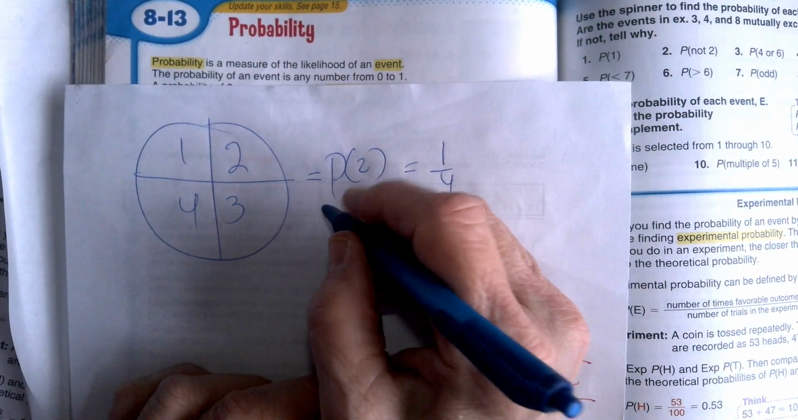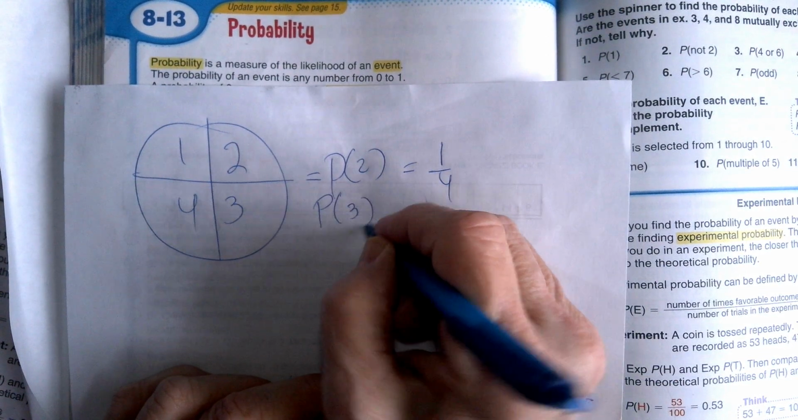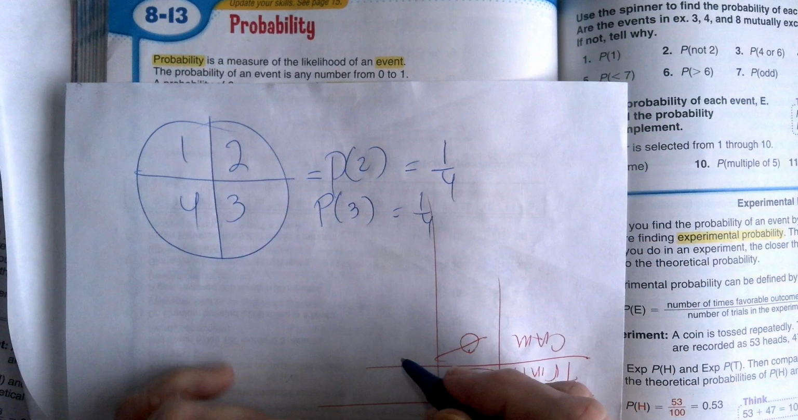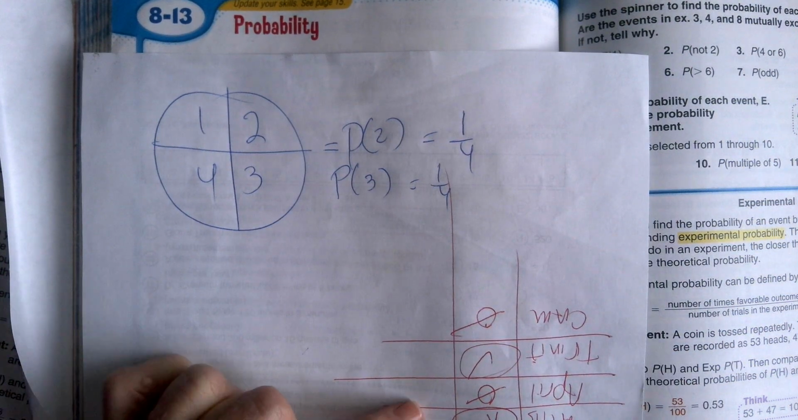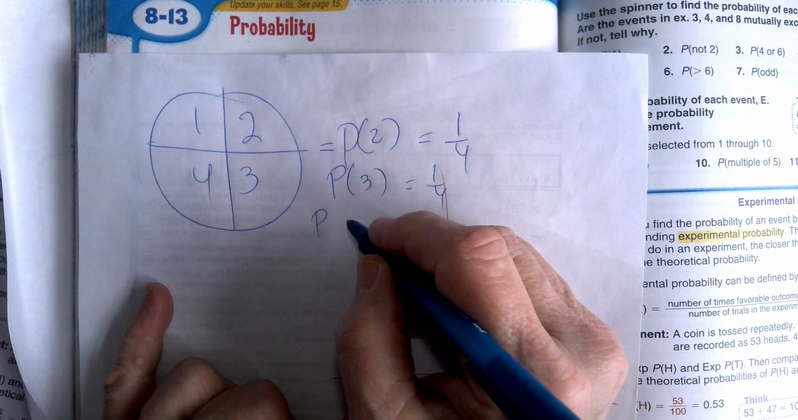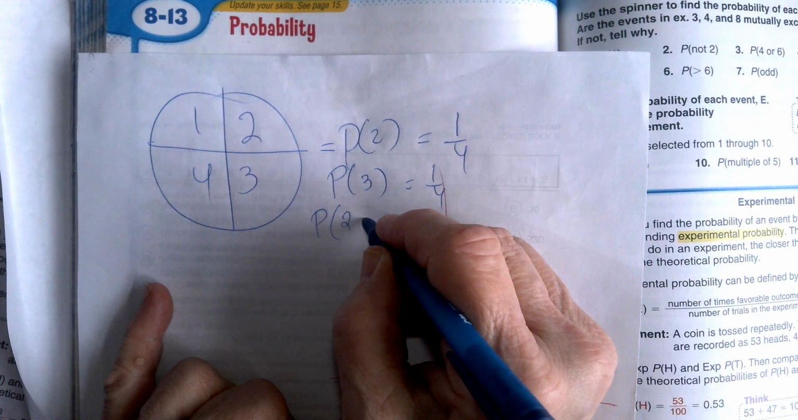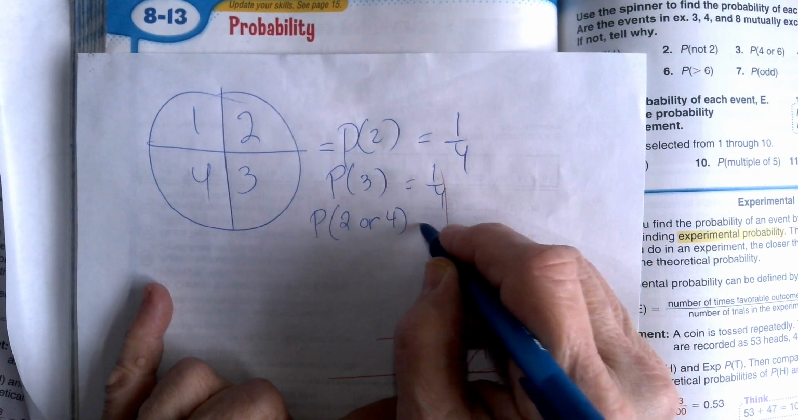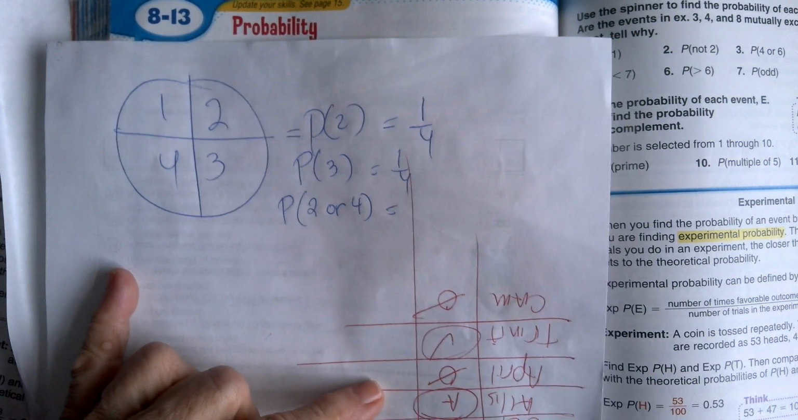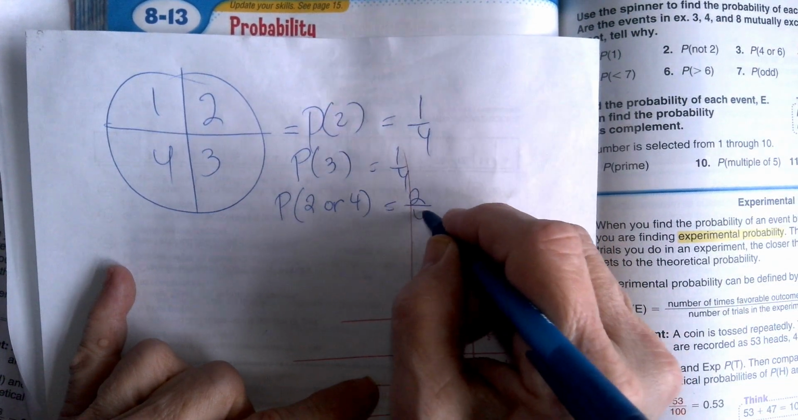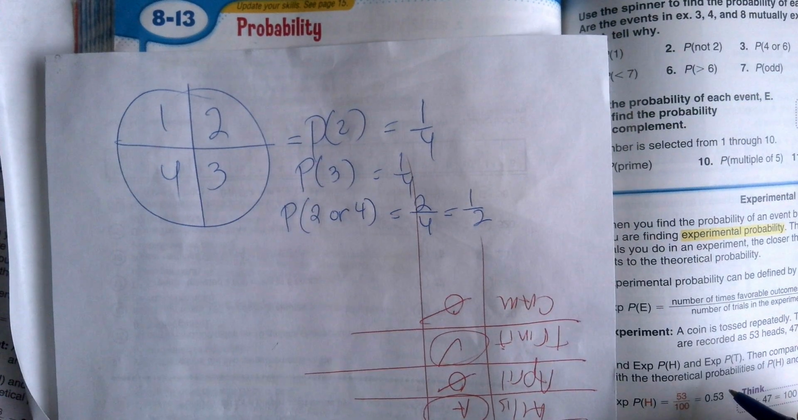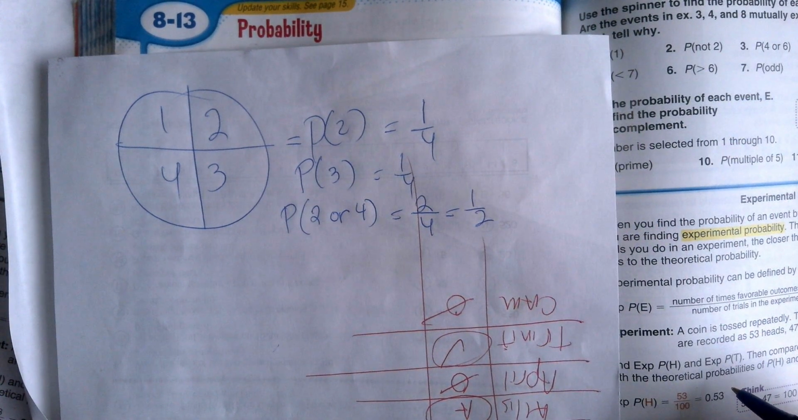What's the probability of it landing on a 3? 1 again out of 4. Now this time, what's the probability of it landing on a 2 or a 4? 2 out of 4. So it's going to be 2 out of 4, which is, we've got a 1/2 chance that it'll land on one of them.